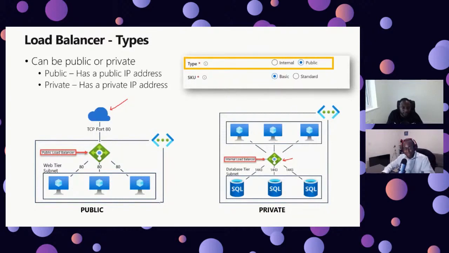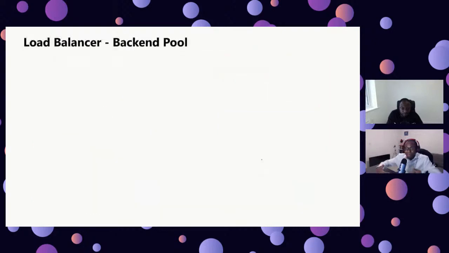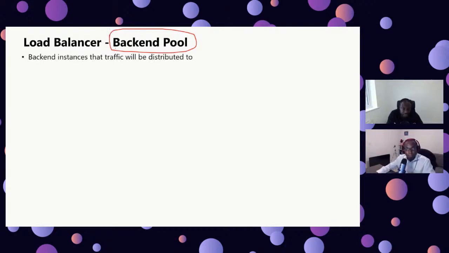Right. Okay. So now we understand load balancer, basic, standard, internal or external. So what about the endpoints that they can distribute traffic to? That is what is referred to as the backend pool, right? That is what defines the endpoints that traffic can be distributed to. And is there any limit to how many backend endpoints you can have? That is a very good question, Kofi.